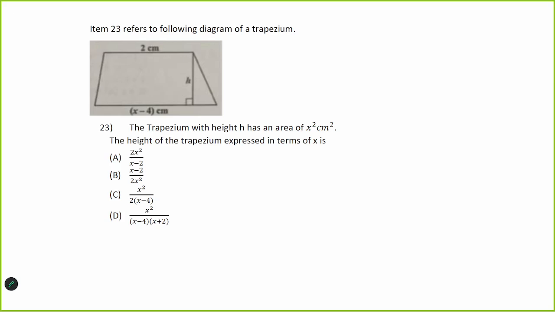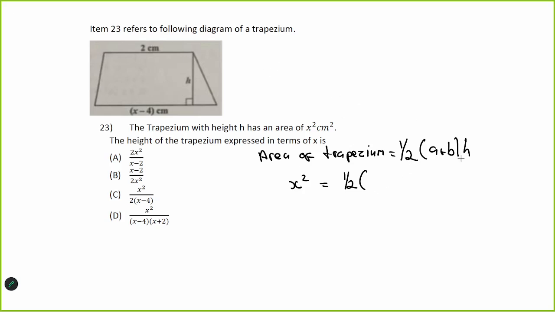Right? Item 23 refers to the following diagram of a trapezium. The trapezium with a height h has an area x squared centimeters squared. The height of the trapezium expressed in x's. So we know the area of a trapezium, although if you do not know it, y'all, it is found in the formula sheet, which is a half a plus b by your height. They tell you x squared is equal to a half. The two, a and b, is your two parallel sides. That's 2 plus x minus 4 times h.